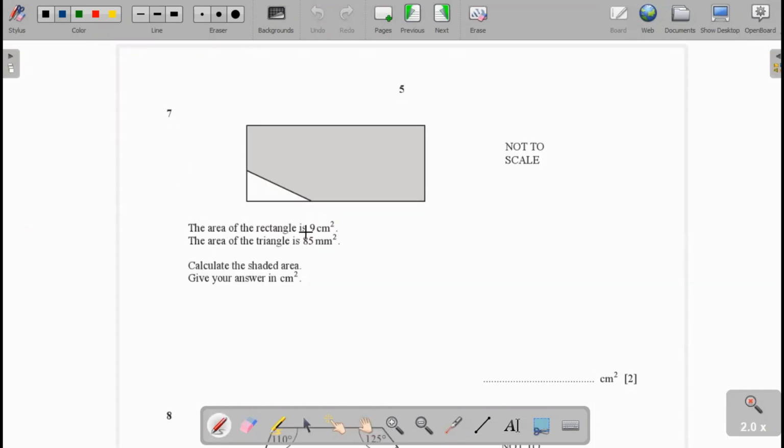Question 7. The area of rectangle is 9 centimeters square. The area of triangle is 85 millimeters square. Calculate the shaded area. Give your answer in centimeters square. Now this is the total area of rectangle and this is the area of triangle. The area of the shaded region will be equal to area of rectangle minus area of triangle. Area of rectangle is given as 9 cm square, and the area of triangle is 85 millimeter square.